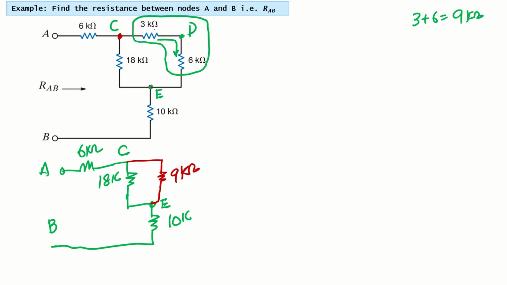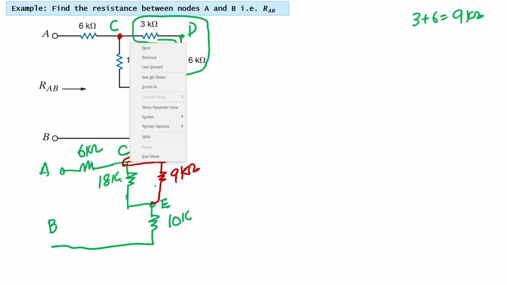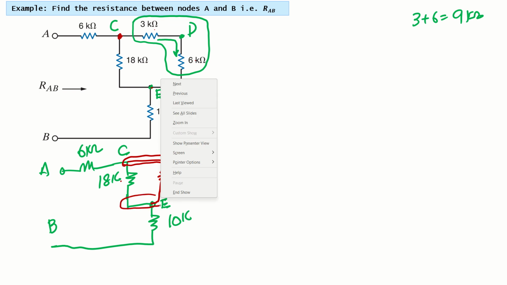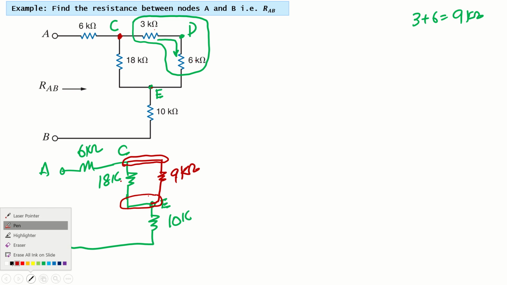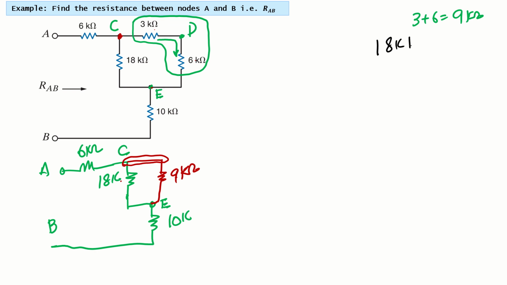Here I can put one resistor of 9 kilo ohm, which is basically the series of these two. Now if you look at this circuit, we can see that this 9K and 18K are sharing two nodes, this one C and the other one E. Once certain branches share two nodes, it means they will be in parallel. So we can say that 18K is parallel with the 9K.